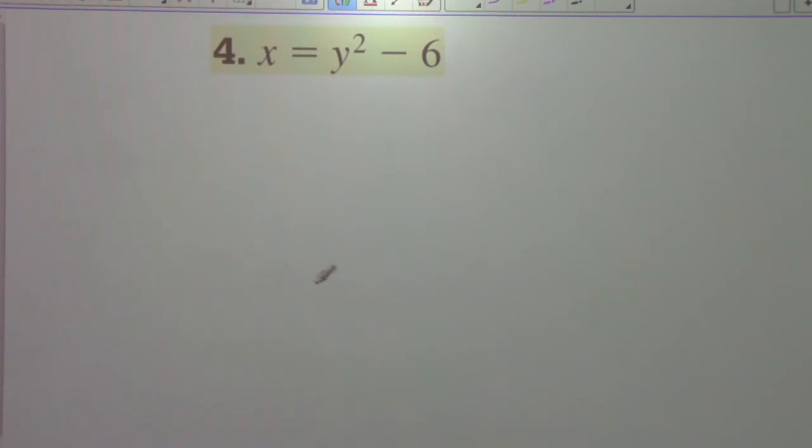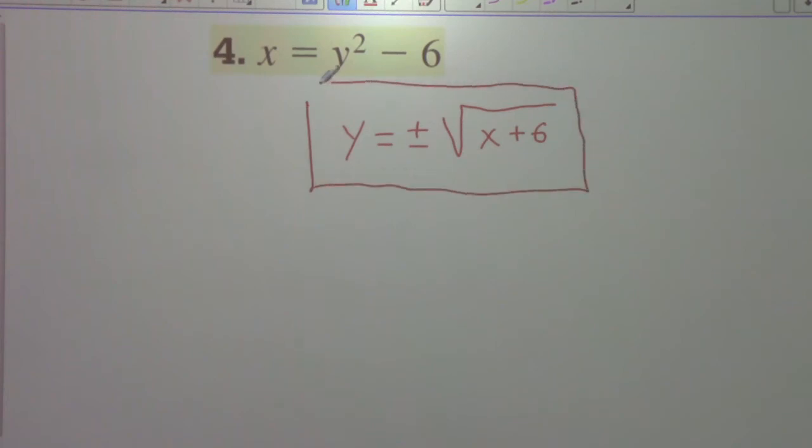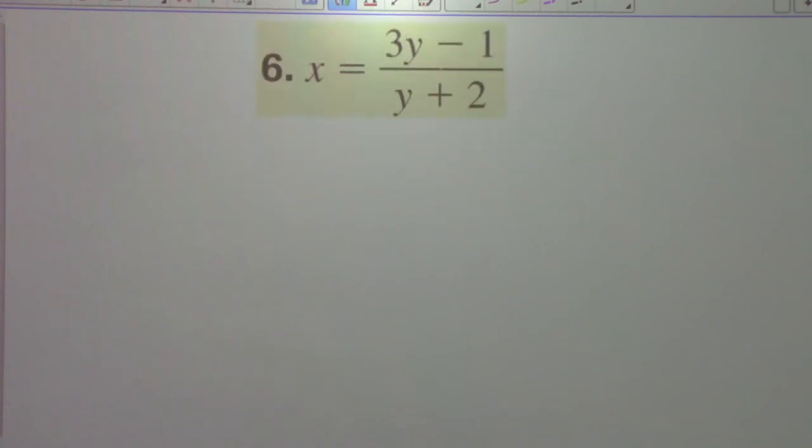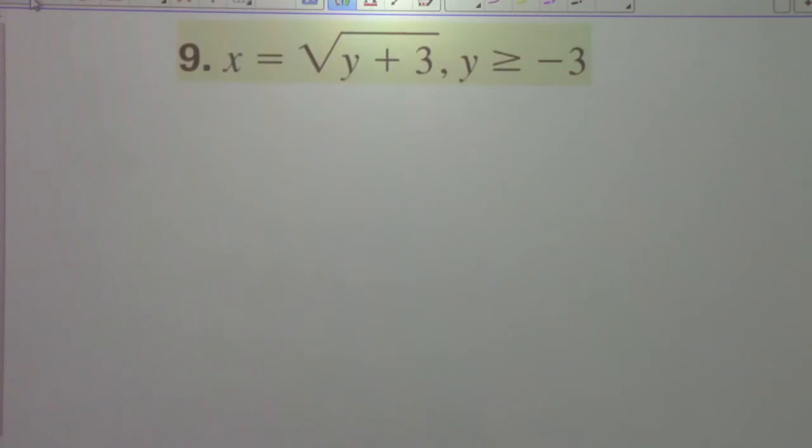All right, now this one here is going to be the same thing, right? So you get y equal to plus or minus the square root of x plus 6, what you should get for it, right? Good, that's easy. You have to flip it. So anyway, that's what that is. So I'm just putting down the answer for that. And now we skip 5 through 8 and go on to 9 and 10.